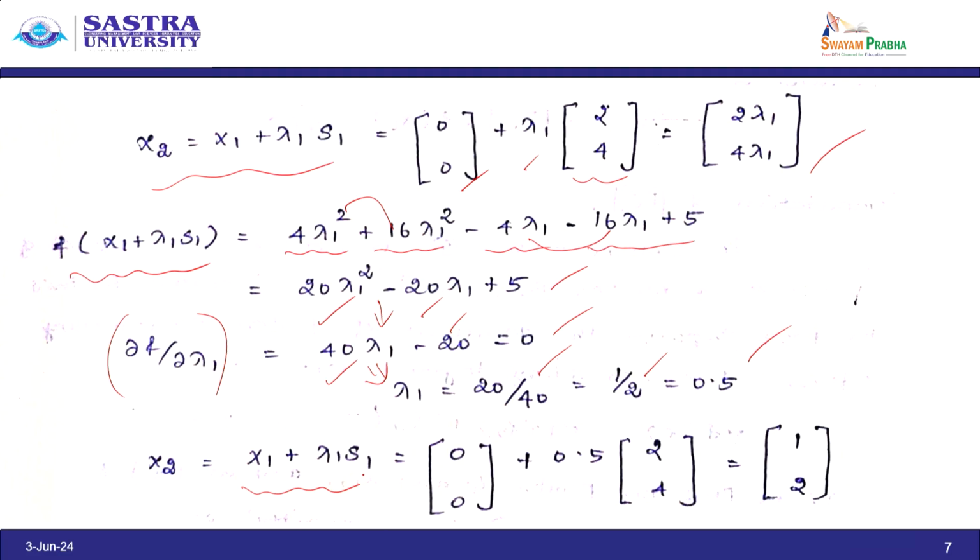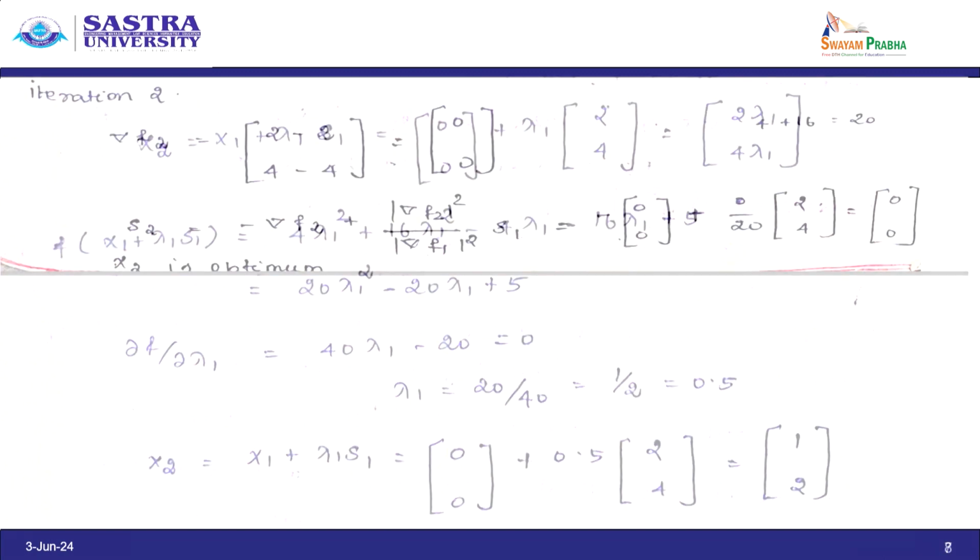Therefore, x2 equal to x1 plus lambda 1 s1. x1 already we got it, lambda 1 is 0.5 and s1 equal to (2, 4). Simplify, we have (1, 2) is the solution of x2. Since they are positive, further we have to go to x3.